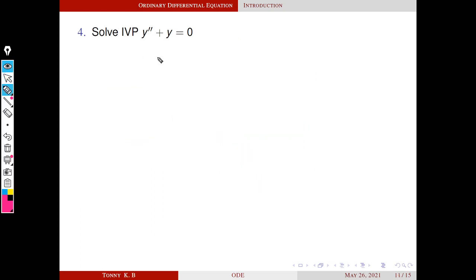Okay, we consider one more problem. Solve the differential equation y double dash plus y equal to 0. This is not an initial value problem. First we have to write the auxiliary equation. What is the auxiliary equation? It is lambda square plus 1 equal to 0. Then next we have to solve this equation.